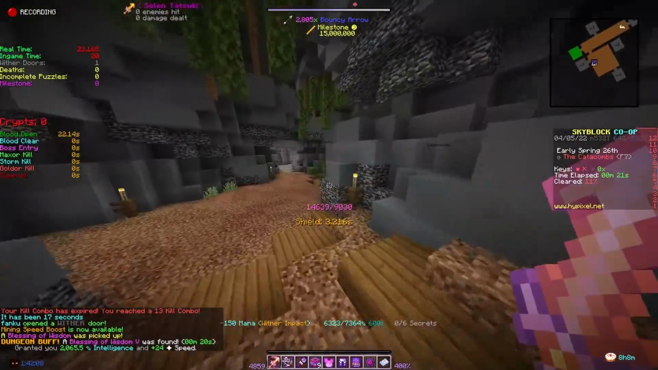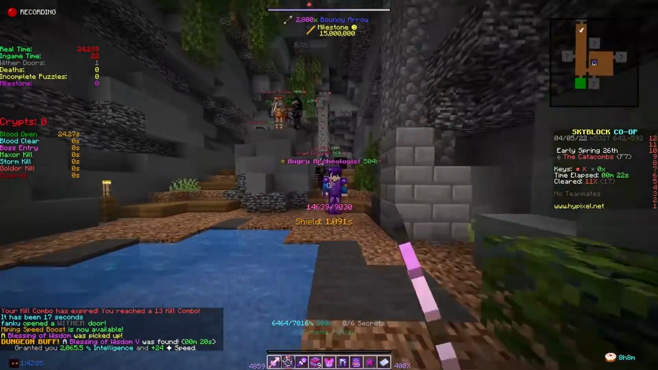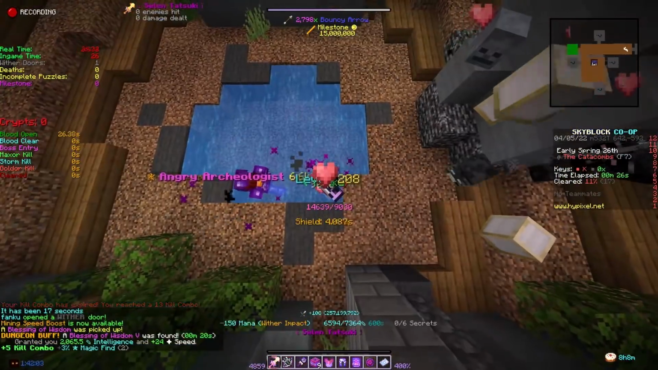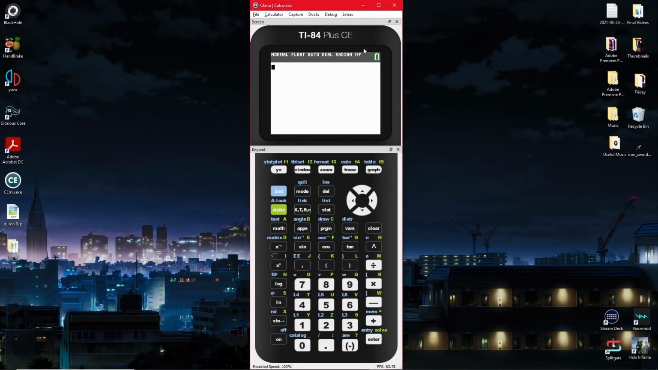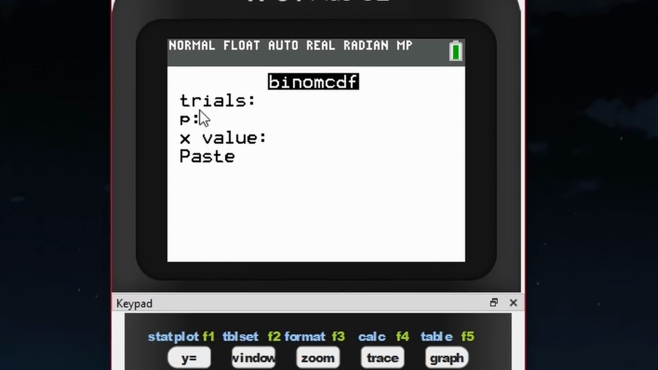And now, using a calculator, you can pretty easily calculate the chances that you make more than 7 million coins an hour when you're frag running. Okay, so now you should be able to see that I have a calculator opened up, and all you gotta do to calculate this is do second distribution, then alpha, and then b, and this will bring you to binomial CDF. So first, you need to put in your trials, which is just another word for frag run, at least in our context. So how many frag runs can we do in 1 hour? It's 60, as we said before.